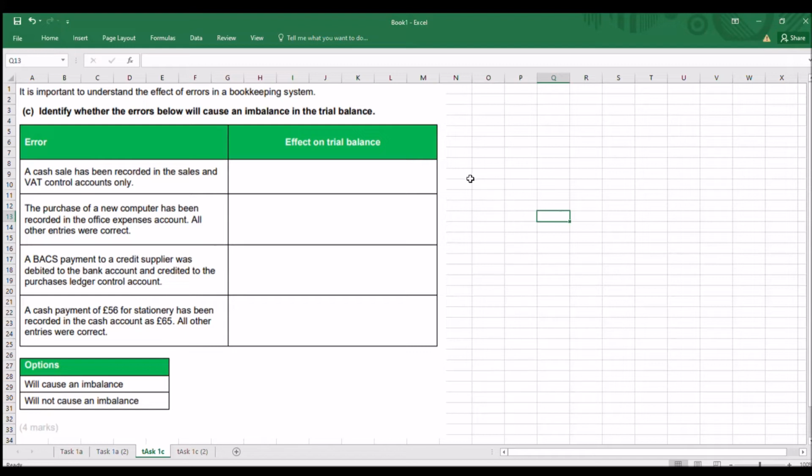So this is an error question here. We've got some situations here, some journals that have been posted. Which ones cause an imbalance in the trial balance, and which ones don't cause an imbalance in the trial balance? You've got 4 marks for here. Probably get that finished in about 3 minutes. Come back in 3 minutes.